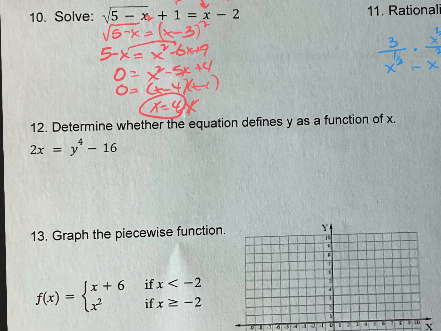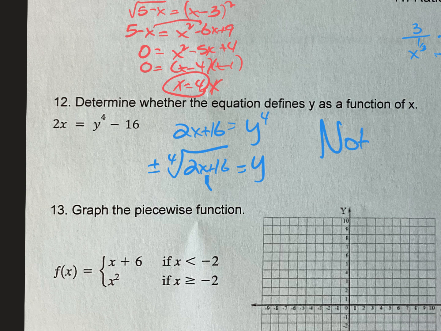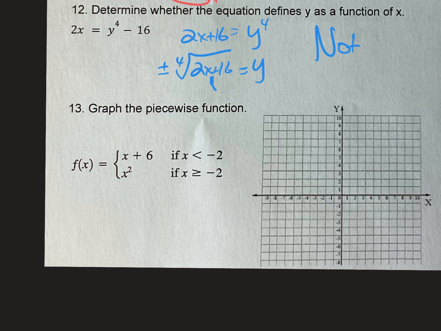Number 12, determine whether y is a function of x. So to do this one, you need to isolate the y. So I'm going to say y to the 4th equals 2x plus 16. And because it's a fourth power, you got to take the 4th root. And when you take the 4th root in an equation, plus or minus goes in front. That's a big deal because no matter what I put in for x, because there's a plus or minus sign in the front, I'm going to get 2 answers for y. It means it's not a function because every x can only have 1 y, and in this case, every x has 2 y's.